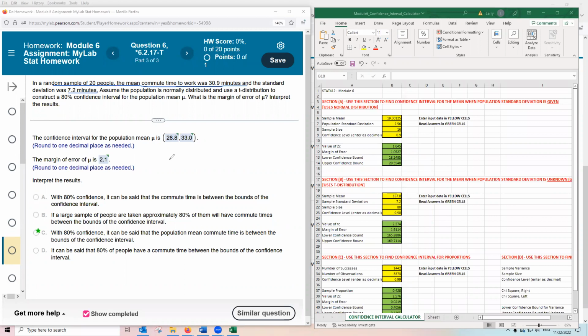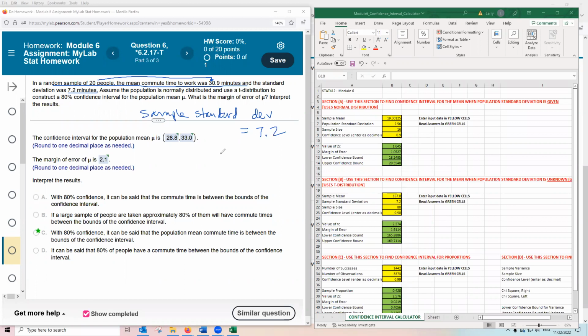Well, what I have to do is read between the lines here a little bit. They're telling me I took a sample of 20 and the mean was 30.9 from that sample of 20. And the standard deviation was 7.2 minutes from that sample of 20. So this standard deviation really is a sample standard deviation. It's coming from that sample we took of 20 people. So the sample standard deviation is 7.2.